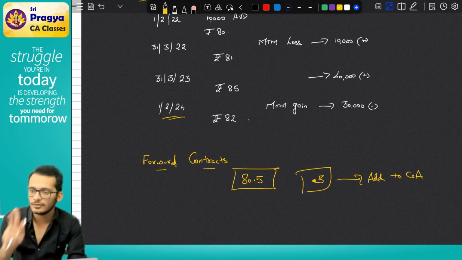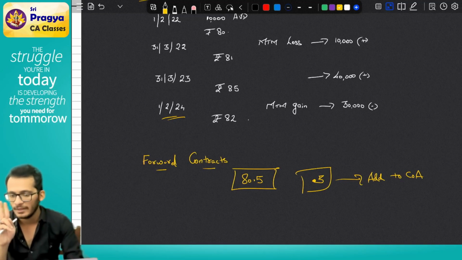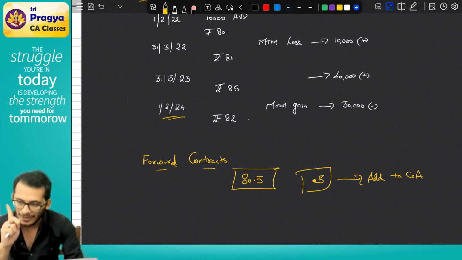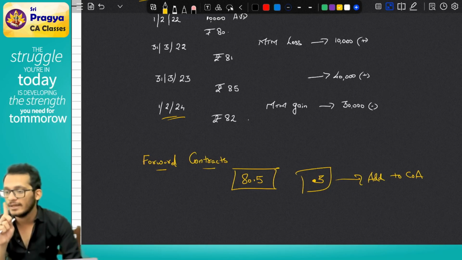Now there are two things to keep in mind. Rule number one, it should be a foreign asset. Mandatory rule. Rahul, I have taken an Indian asset.